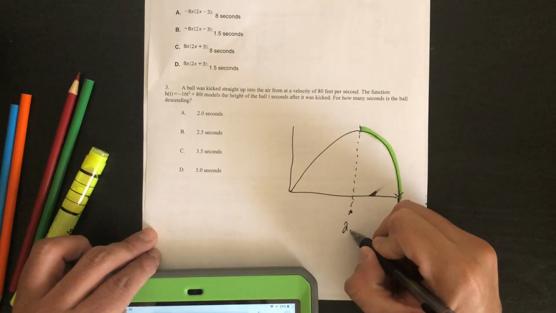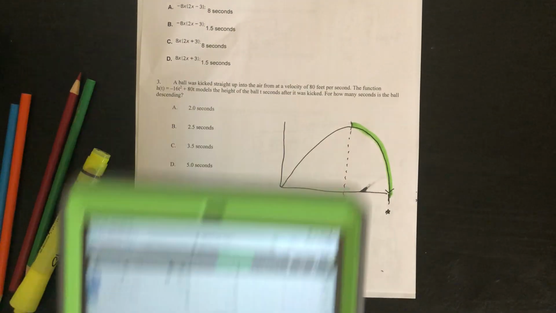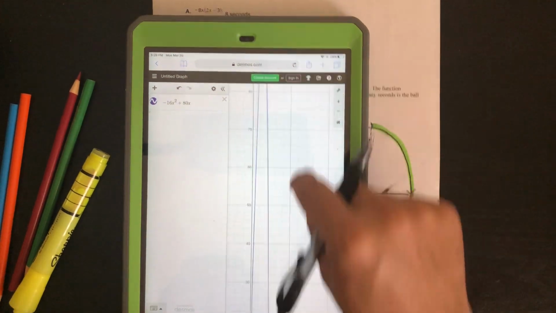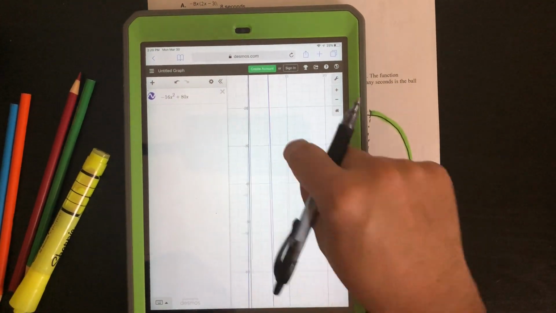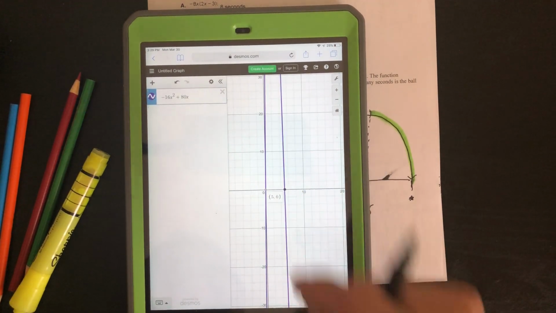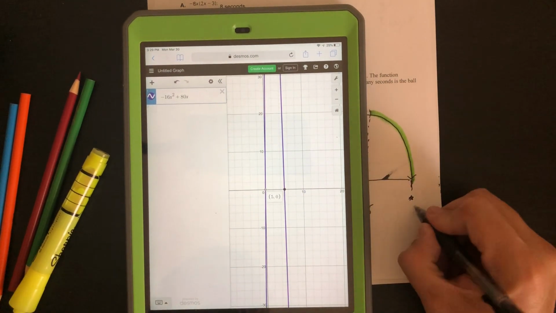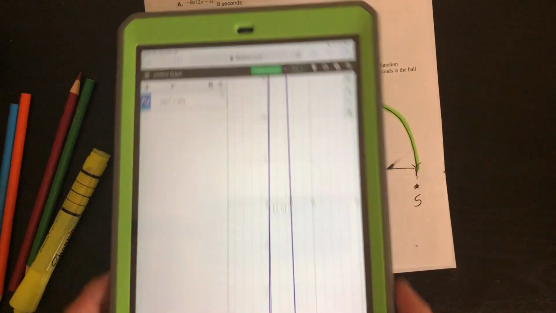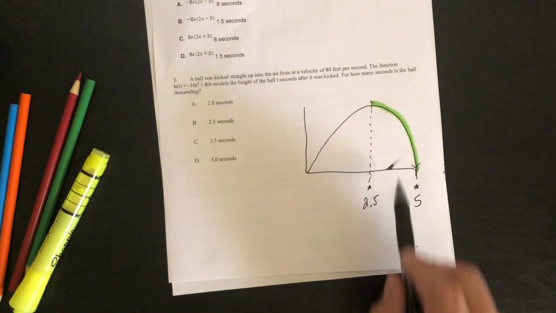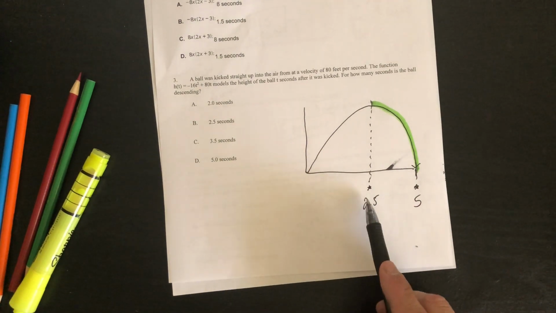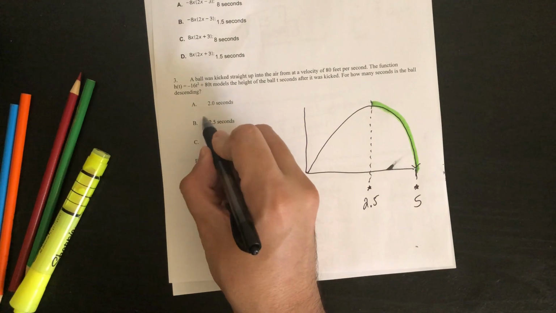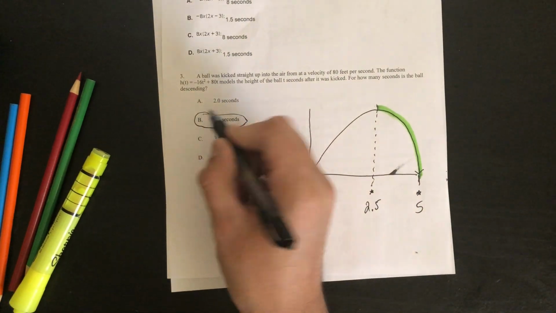So this is 2.5. And now I'm going to find the x-intercept, okay, or the other root, which is down here. Where is it? Up right there, which is 5. So based on those measurements, for how long was the ball descending? From 2.5 to 5 seconds, it's about 2.5 seconds. Okay? So my answer will be B.